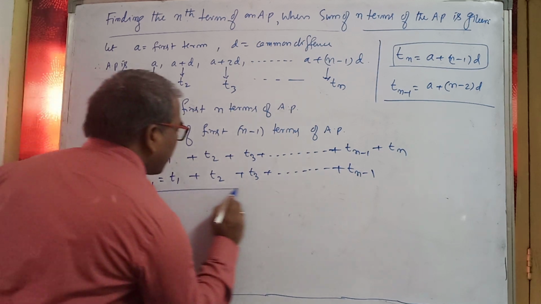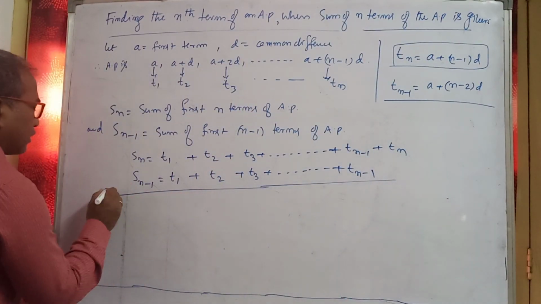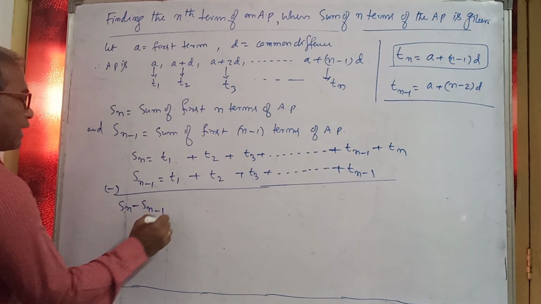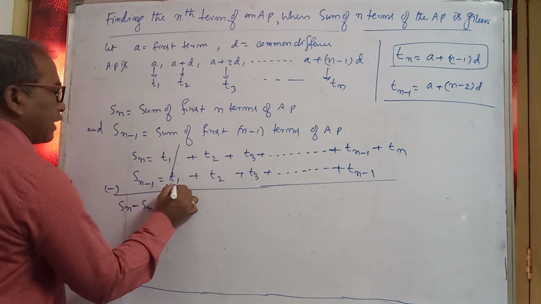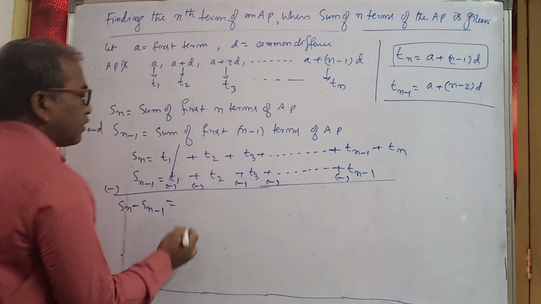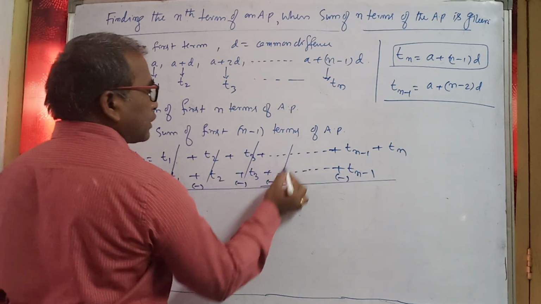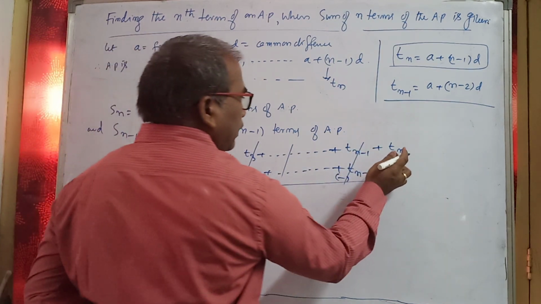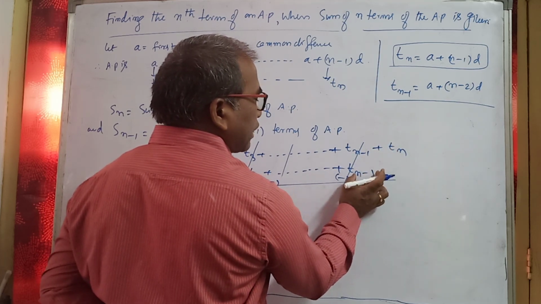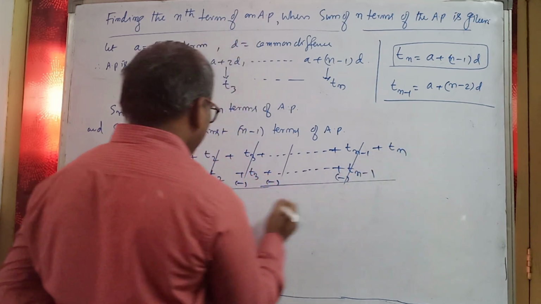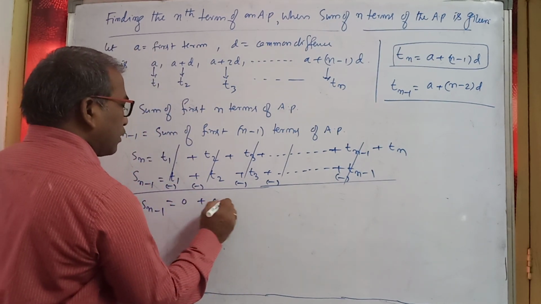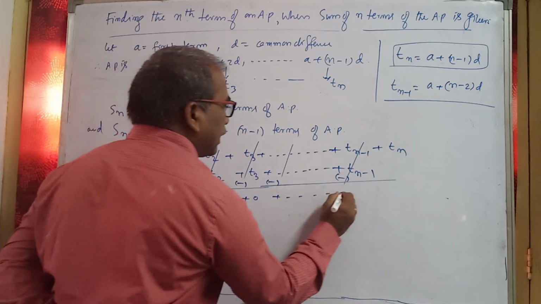Now see, subtract these two equations. Subtract. That means Sn minus S(n-1). T1 cancels, and while subtracting, the sign will be changing. These two cancel, these two cancel, these two cancel, these two cancel. The last term Tn, which has no partner to cancel, is left here. So what is left here? Here 0, here 0, here 0.